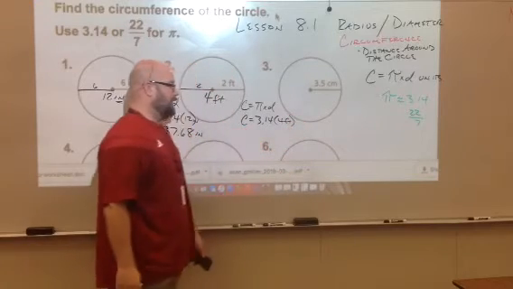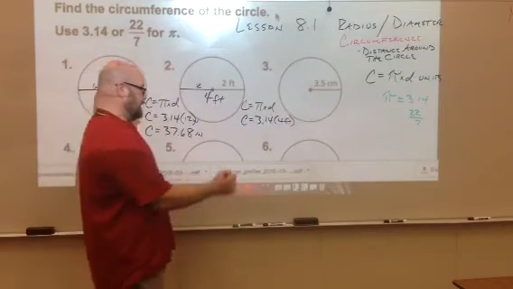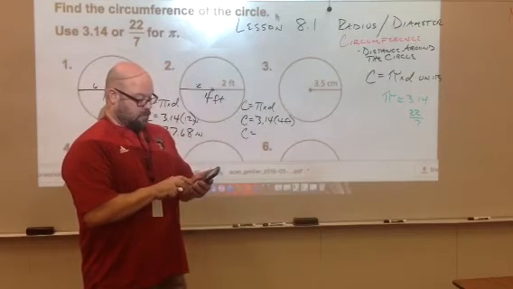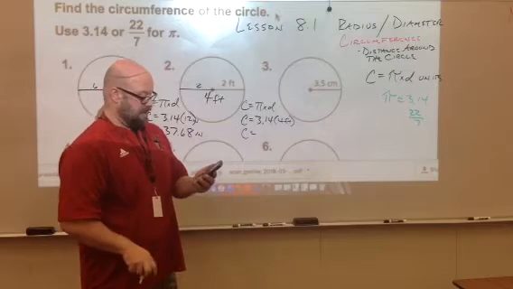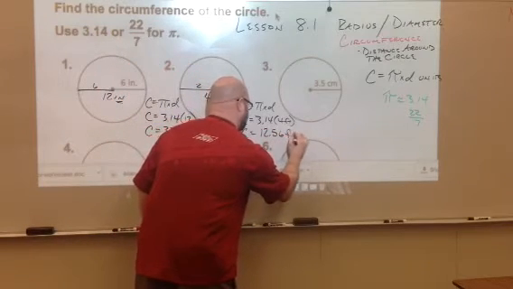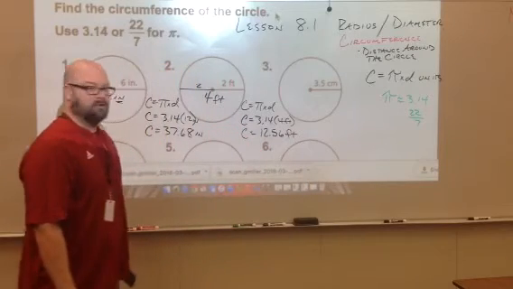There, remember my label. So now again, circumference equals, take 3.14 times 4, and I get 12.56 feet. Okay? Always remember the label.